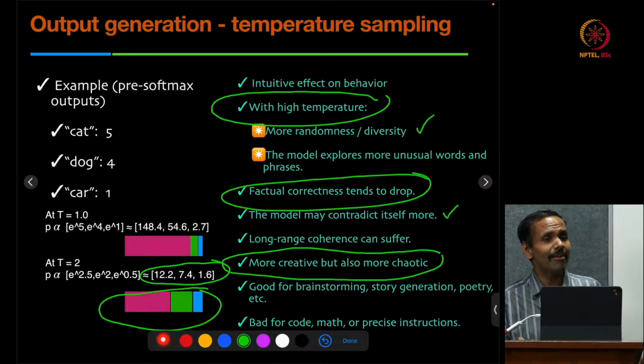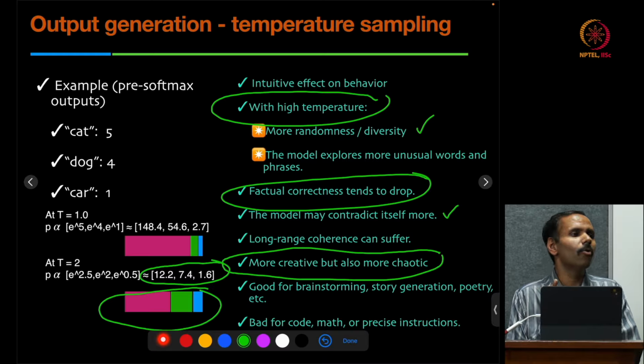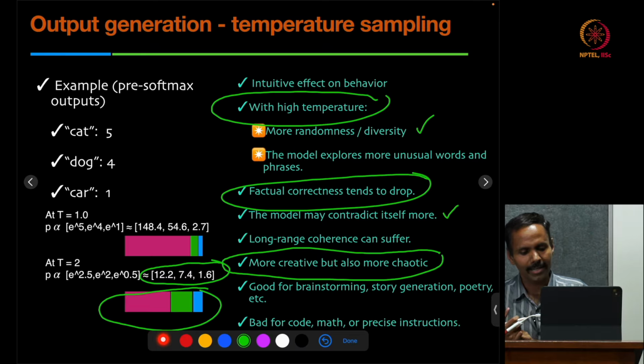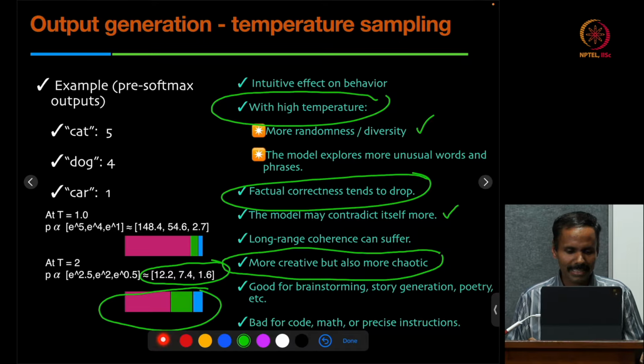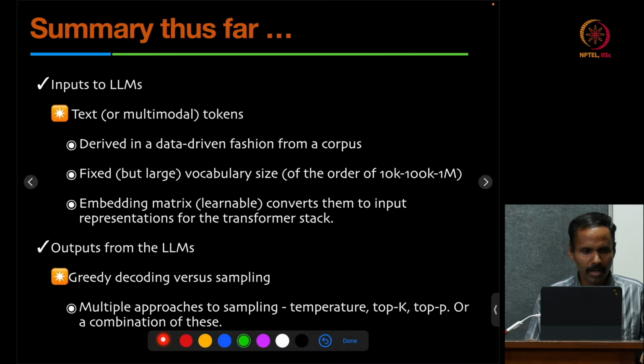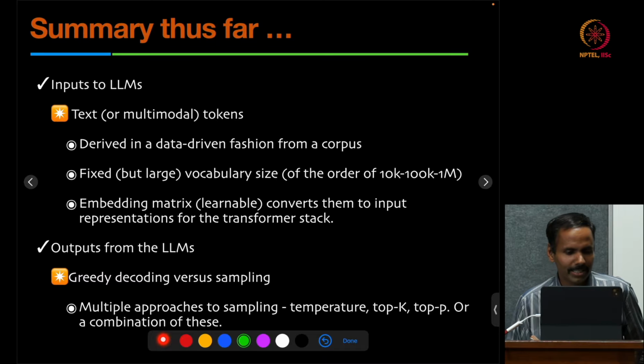But remember again, if you are in a domain like math or code output, you don't want randomness, you don't want diversity, you want the exact answer. So you want to be very precise, which means a low temperature. Okay, so just this summary slide, and we will open up for some questions.